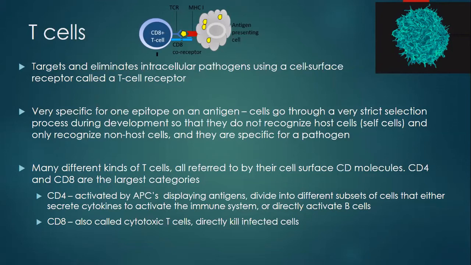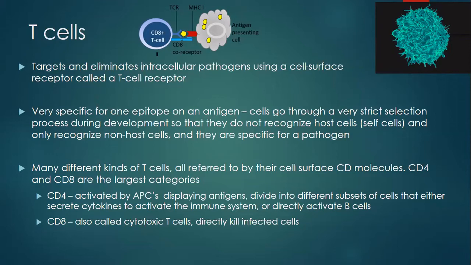T cells go through a very specific and very complicated process of selection inside the thymus while they're maturing to make sure that they don't recognize host cells as foreign and kill our host cells. That would be bad. And that they only recognize non-host cells. And those non-host cells have to be specific for whatever pathogen the T cell receptor happens to be specific for. There are actually lots of kinds of T cells.